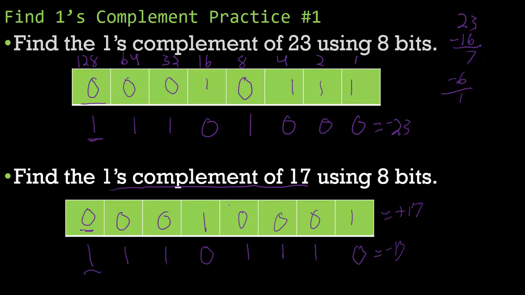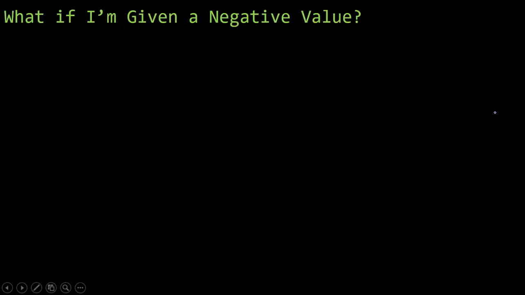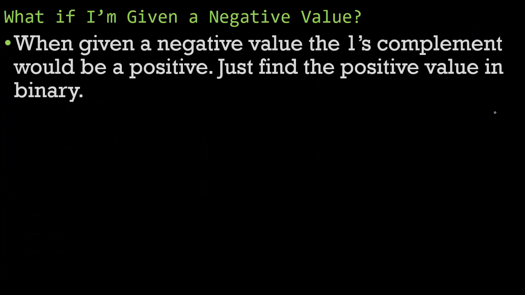Because this is a 0. When I add 16 plus 1, I get 17. It is that easy. Now, what if you're given a negative value? Not a problem. When given a negative value, the ones complement would be a positive. Just find the positive value in binary like you normally do.